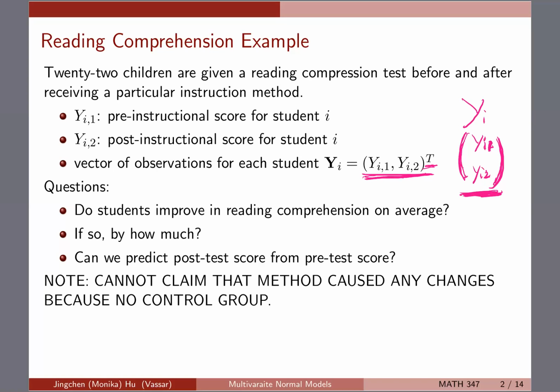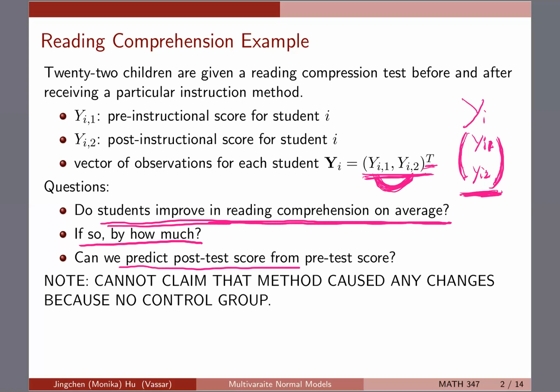All right, so some questions you might be interested in asking. Do students improve in reading comprehension on average? That would be looking at whether the 2 will be larger than the 1 in some sense. That is asking whether it's increasing, and if so, by how much. You will also be able to compare the absolute change in the difference. And also, can we predict? Those are the questions that people might be asking. Once we set this up, I will show you how we can summarize the posterior in some way to answer those questions. But you might have other questions as well.